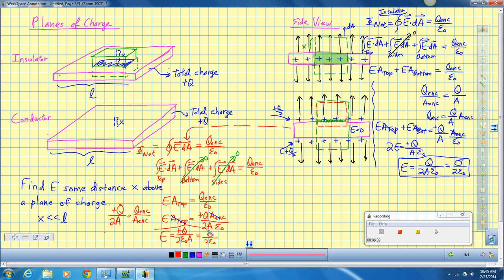So conductor versus insulator so far makes no difference in my answer, and it shouldn't if I've got the same amount of charge creating an electric field. Okay, that was for Gaussian surface 1. Gaussian surface 2 would be the green part, but I'm going to make that in another video.